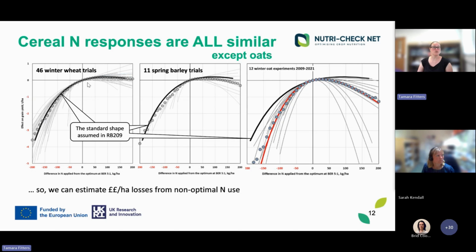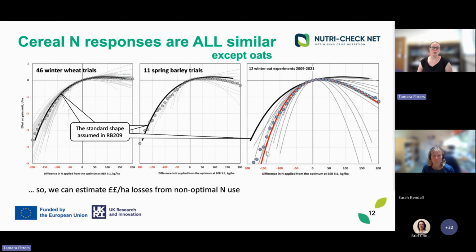So this is the winter wheat trials. We can see a similar graph for barley trials. Again, we've got the economic optimum here for nitrogen. If you go below it, there's a steep drop off. If you go over it, again, there is a bit of a penalty for having to apply nitrogen that's not actually going to give you much of an economic benefit.